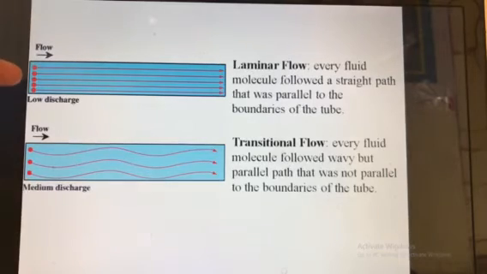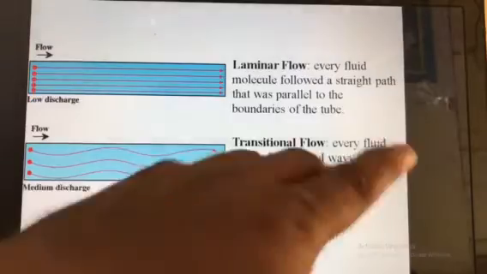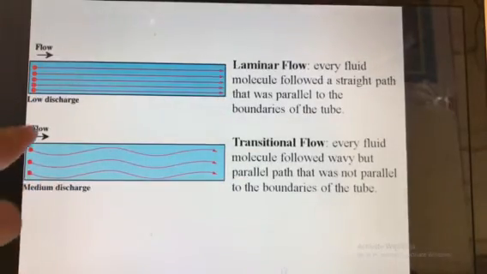In the previous case the flow pattern was straight and parallel, but in this case the flow pattern is not straight but still parallel. These are moving in a smooth manner but in a parallel way. So in this transitional flow, every fluid molecule will follow a wavy pattern, but they will move in a parallel path that is not parallel to the boundaries of the tube.